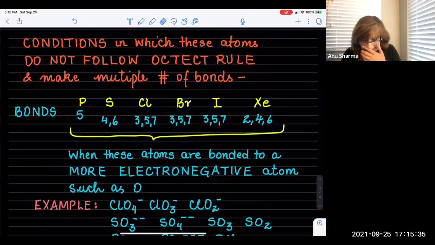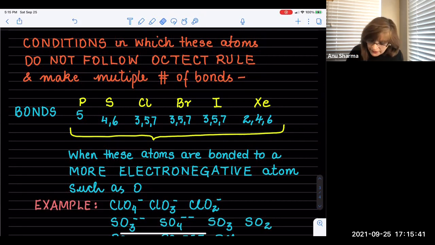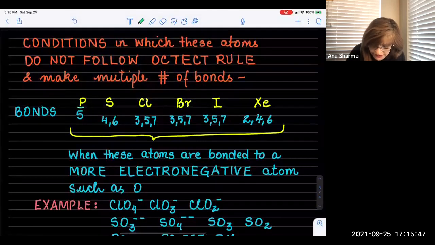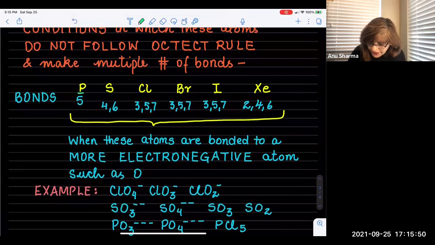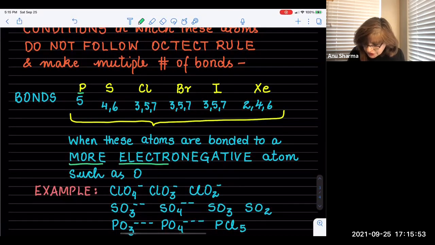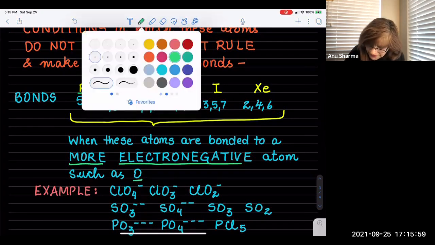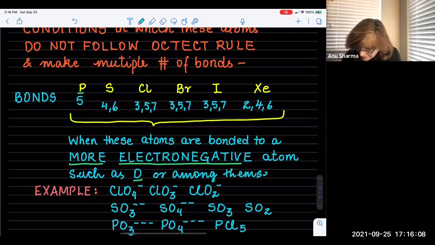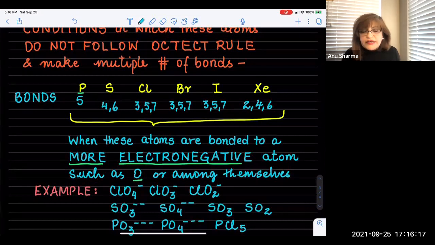Next is the conditions in which these atoms do not follow the octet rule and they make multiple numbers of bonds. So for example, you have phosphorus. Phosphorus, when it combines with a more electronegative atom, and that more electronegative atom is usually oxygen, or among themselves also. For example, chlorine and bromine can combine, right? Xenon can combine with oxygen, sulfur and chlorine can combine.